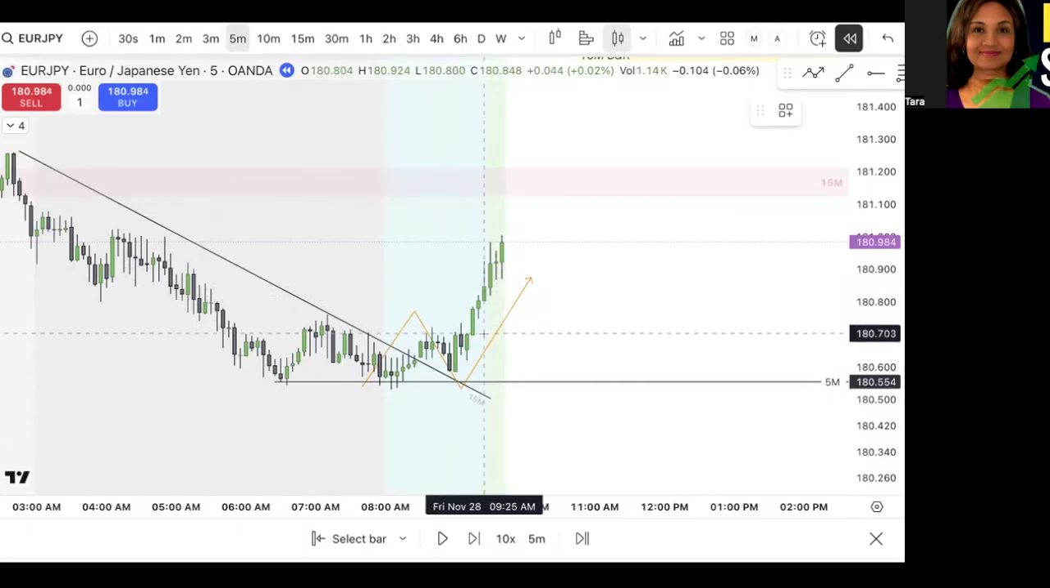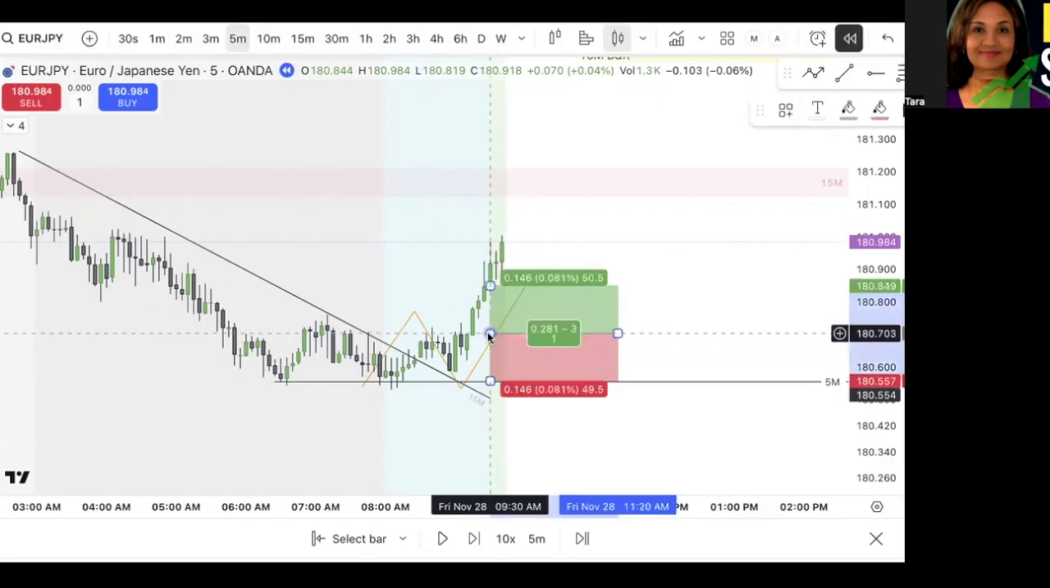All right, and so we're assuming that price is going to be continuing back up toward that area. Because we know that when price leaves a zone quickly, it most likely left some orders behind, and so price will be returning to that area to fill those orders.